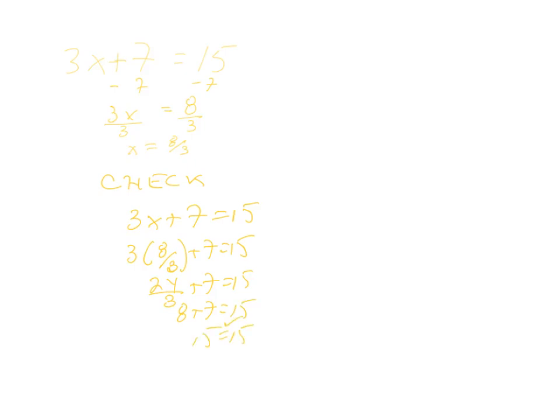It checks. Now some of you might have said, wait a minute. 3x plus 7 equals 15, just another way: 3 times 8 over 3 plus 7 equals 15. Many of you might say, I can cross out these 3s. I get my 8 plus 7 equals 15. 15 equals 15. It checks.